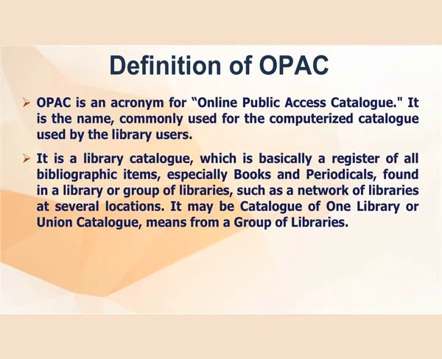If you would like to define the OPAC, we can say that OPAC is an acronym for Online Public Access Catalog. It is the name commonly used for the computerized catalog used by library users. It is a library catalog which is basically a register of all the bibliographic items, especially books and periodicals found in a library or group of libraries, such as a network of libraries at several locations. It may be a catalog of one library, or a union catalog, meaning a group of libraries. For example, there may be a single institution like Jamia Millia Islamia.